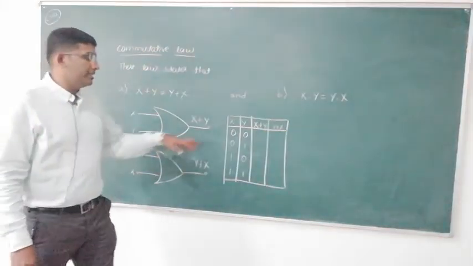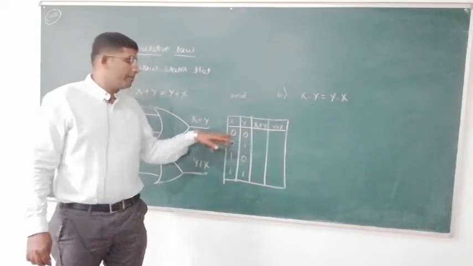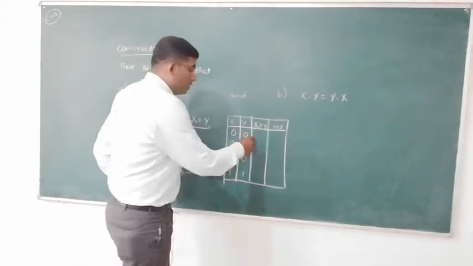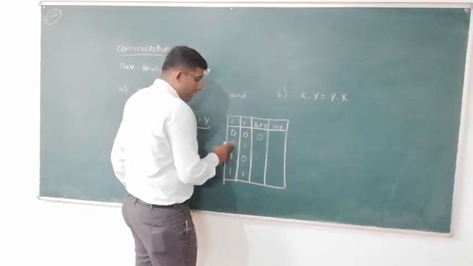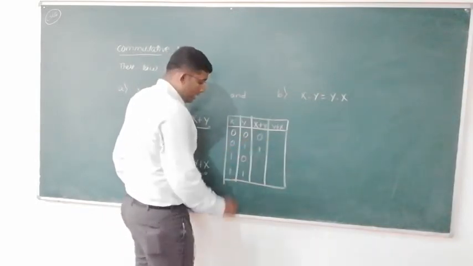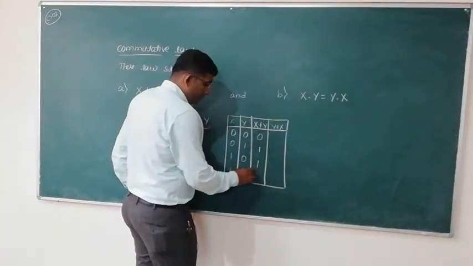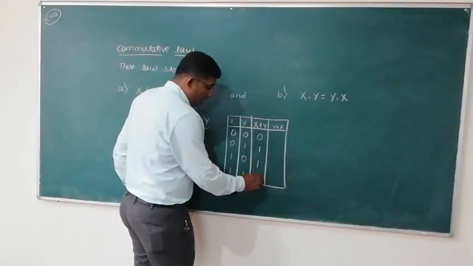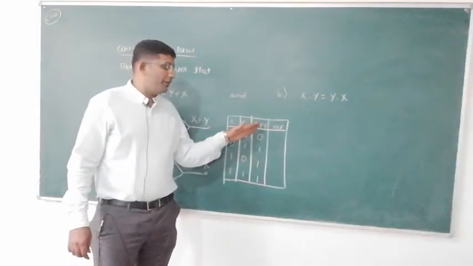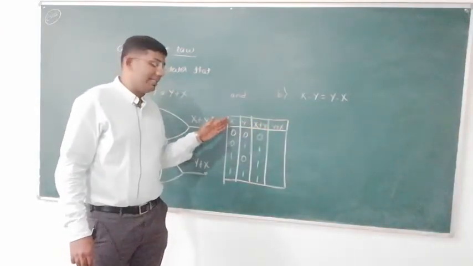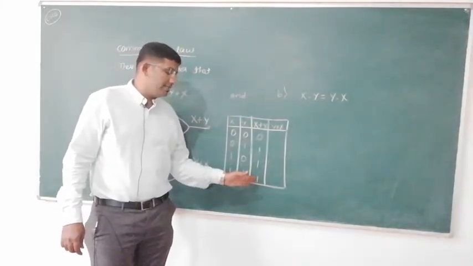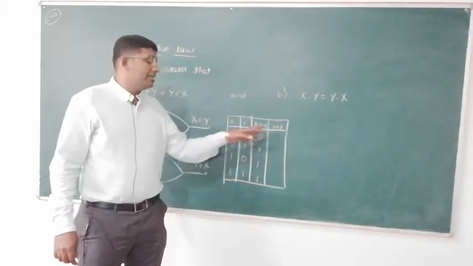First we will consider x plus y. 0 plus 0, 0 OR 0 is equal to 0 itself. 0 plus 1 is equal to 1, 1 plus 0 is 1. As we know, 1 plus 1 also yields 1 itself. This is the output of x plus y. If I take the first input as x and the second input as y, I am going to get this output. Now, interchanging the variables.